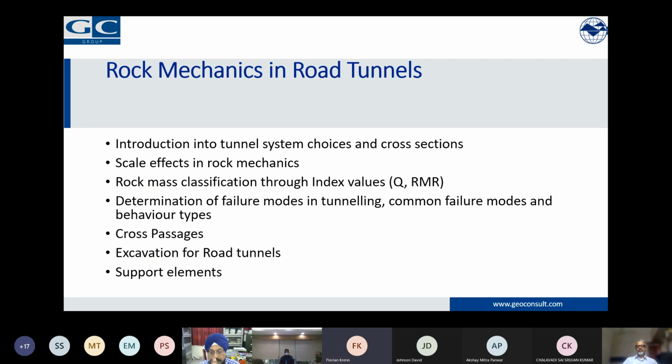Then something on cross passages, because they are there inevitably in our road tunnels. They are part of the safety concept nowadays. A little bit on the excavation for road tunnels and also on the support elements, because at the end of the day, we look at the rock mass as one of our building materials, but to upgrade, so to say, our building material, we need the support elements.